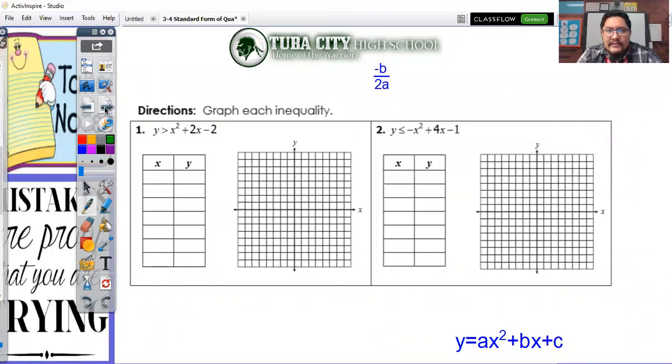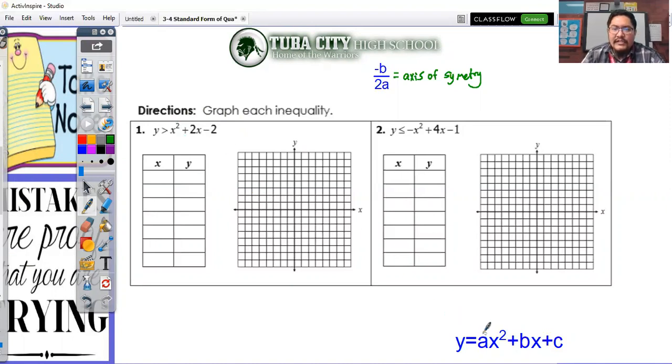All right, so let's go ahead and jump right into it. The first thing we're going to need to do to graph these, just like yesterday, is grab our vertex formula, or actually now this is the axis of symmetry formula. This is going to let us know where the axis of symmetry is, where both sides are going to be the same. You're going to have it mirrored on both sides. So let's go ahead and plug this in.